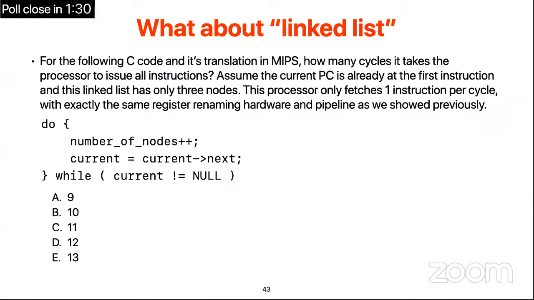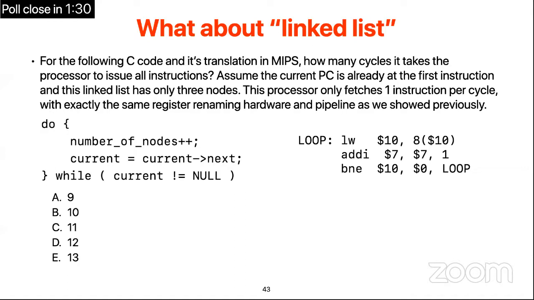Let me give you an example here. A lot of you like linked lists. You think that's a very efficient data structure. If you rewrite a linked list traversal code like this, the linked list has three nodes, right? So if I want to traverse the list, I will have to execute the loop three times. 3 times 3, 9 instructions. How many cycles do we need to empty out our instruction queue and put all instructions into execution?